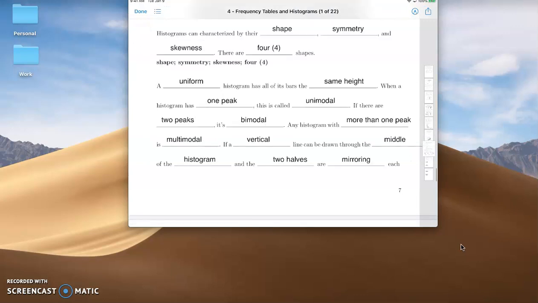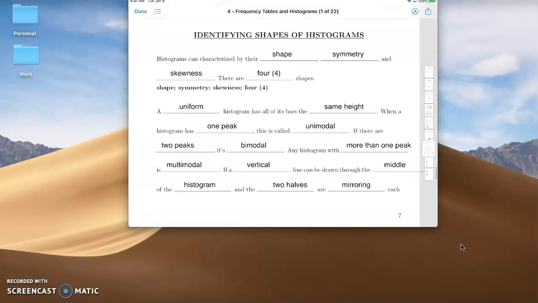All right. Identifying shapes of histograms. Again, this is actually something very critical in statistics. We have different types of distributions, and what we mean by that is the shape of the histogram. So histograms can be characterized by their shape, symmetry, and skewness. There are 4 shapes. A uniform histogram has all its bars the same height.